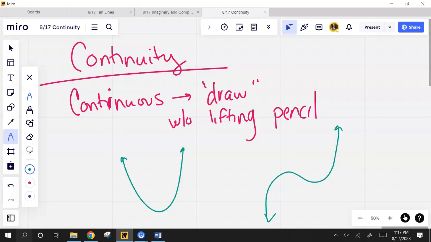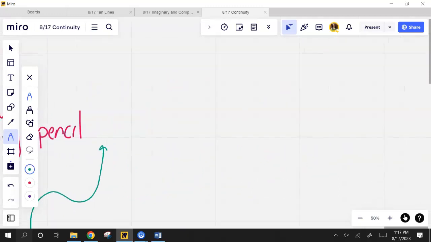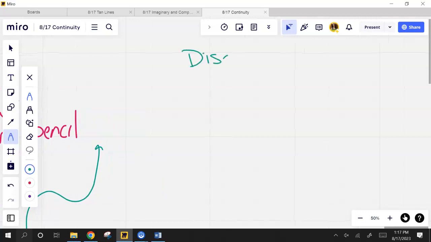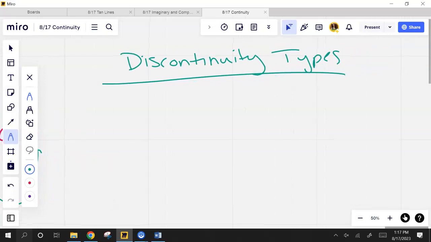Dang, y'all. I got it. All right, discontinuity number one. These are types. Discontinuity types. Start with what? Oh, yeah. I didn't mean to. I'm sorry.